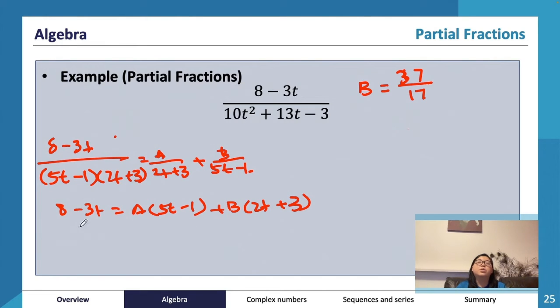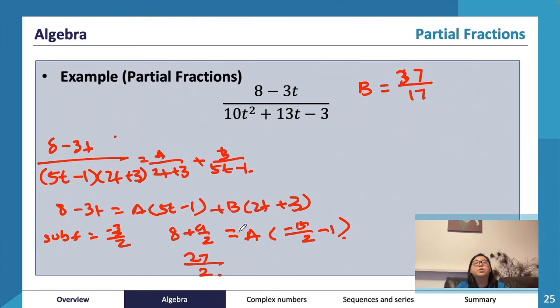So we're subbing in, oh sorry, negative 3 halves here. So we're subbing in t equals negative 3 over 2. And we'll get that this side equals 8 plus 9 over 2. And the other side equals a times negative 15 over 2 minus 1, right? So that's 16 plus 9, so 25 over 2. And that's going to be equivalent to a times negative 17 over 2.